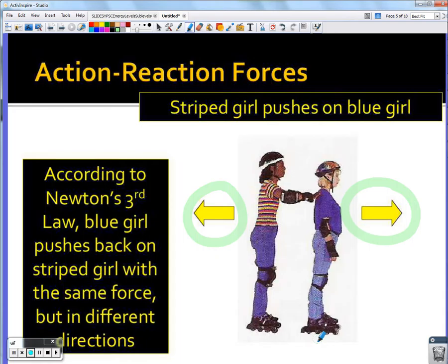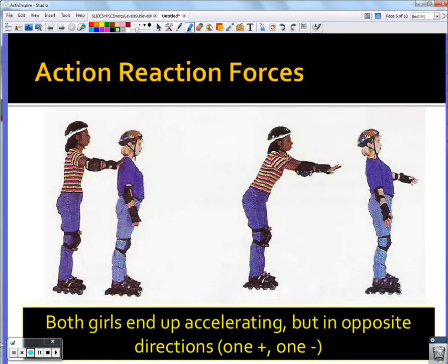Now, there may be other forces going on, but if we could just isolate the action-reaction pair, striped girl pushing on blue girl and blue girl pushing back on striped girl, we will see that both of them end up with unbalanced forces, or net forces, on them. Those may not be the only forces, but in this case, they are unbalanced. And as a result, acceleration will occur. But because of the idea of equal in magnitude, opposite in direction, they will experience different accelerations. One will be positive and one will be negative.